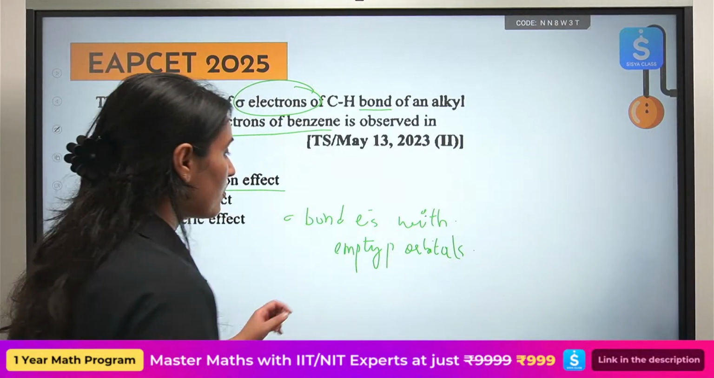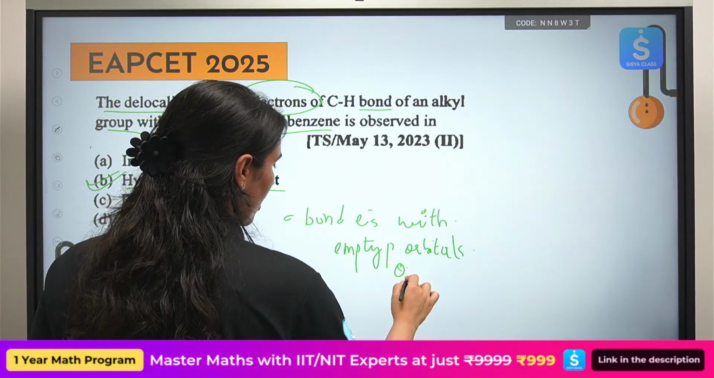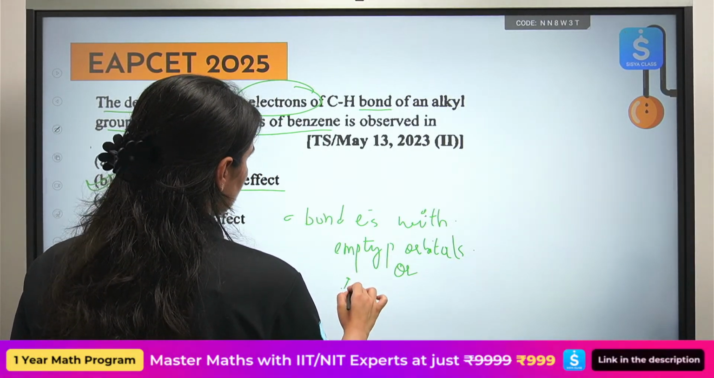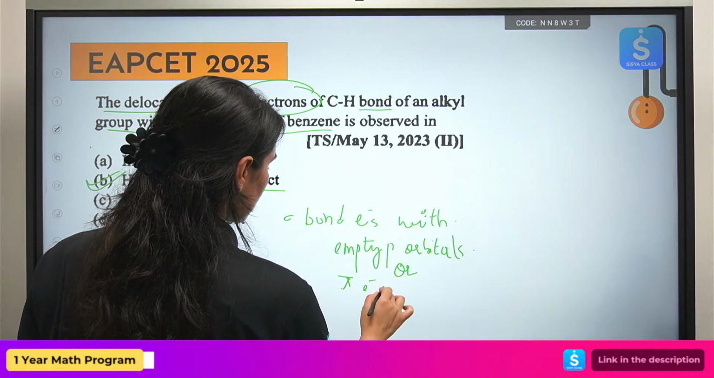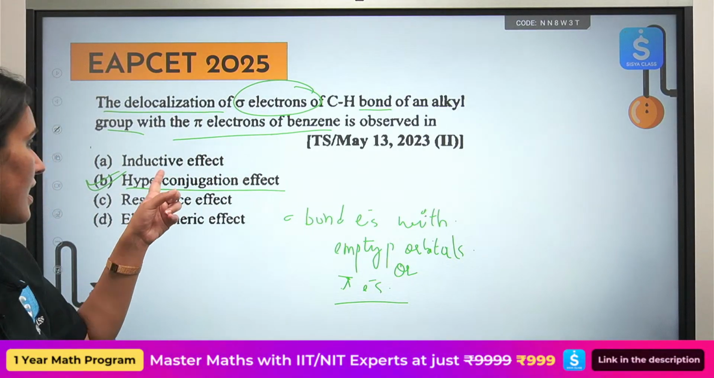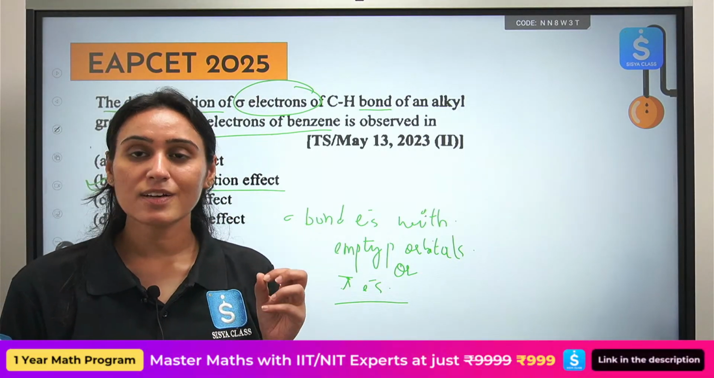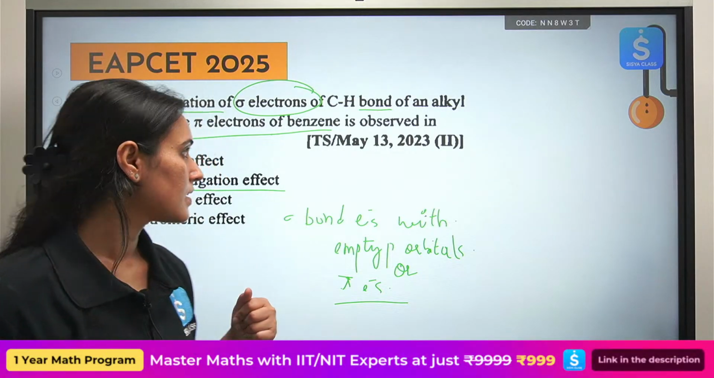In case of carbocation, free radicals, or pi electrons. Okay, so the correct answer is option B, hyperconjugative effect.